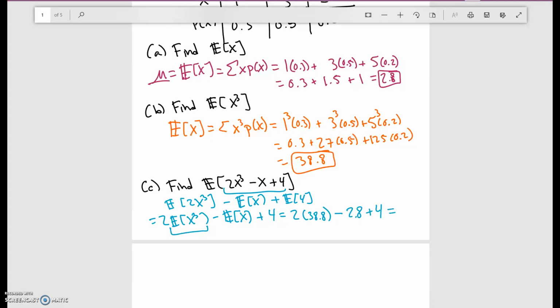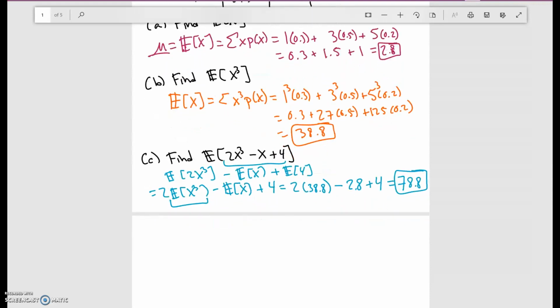Okay, so I'm going to use all of this information. So 2 times 38.8 minus 2.8 plus 4 and my answer is going to be 78.8. Okay, so that's that problem. All right, so that's with expected value and using different properties.